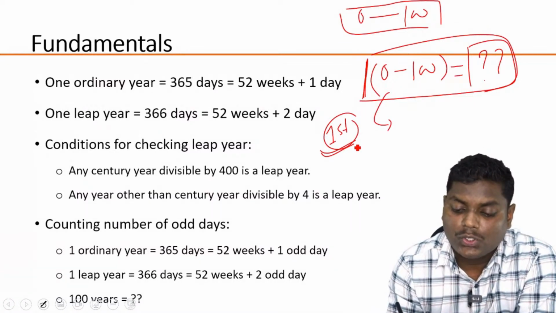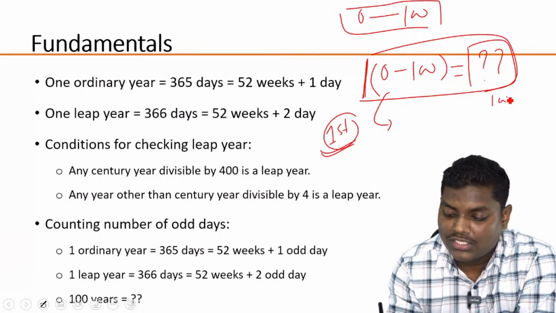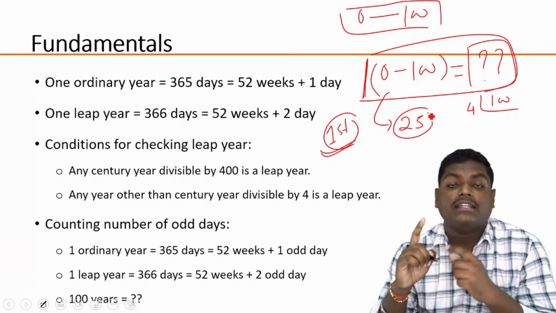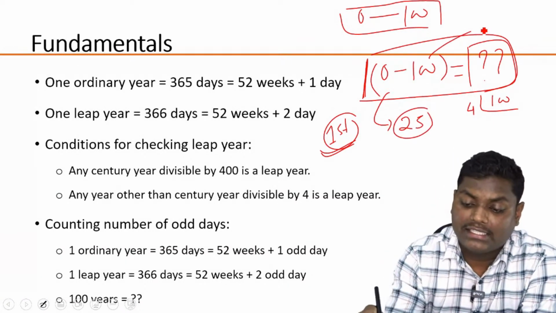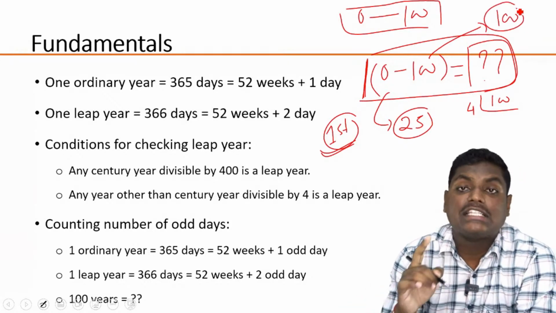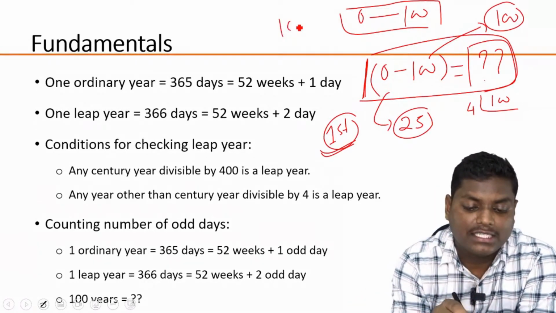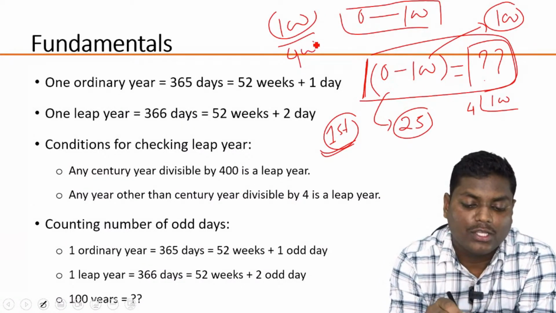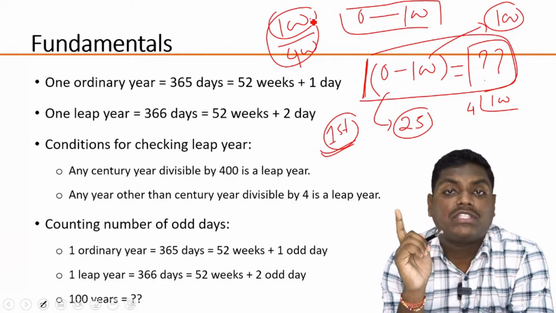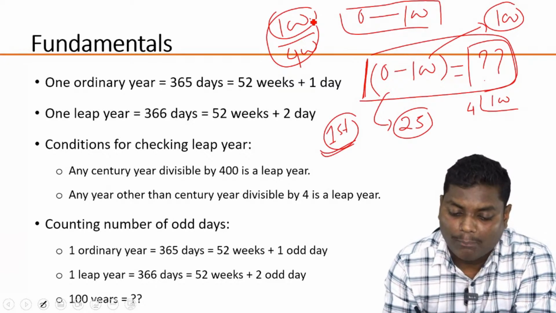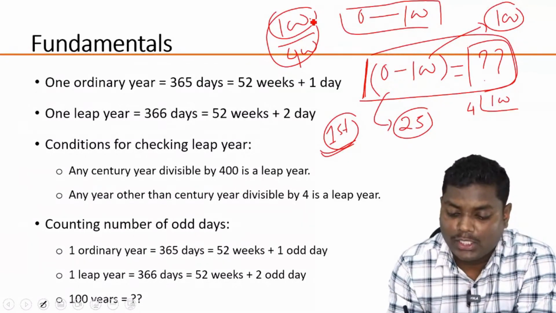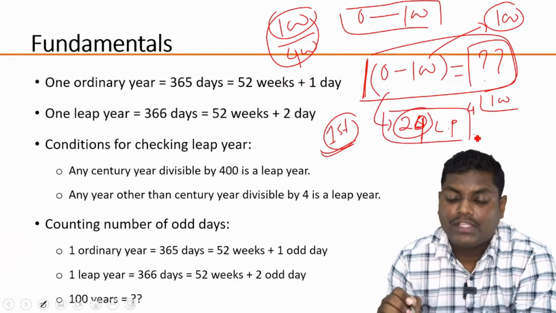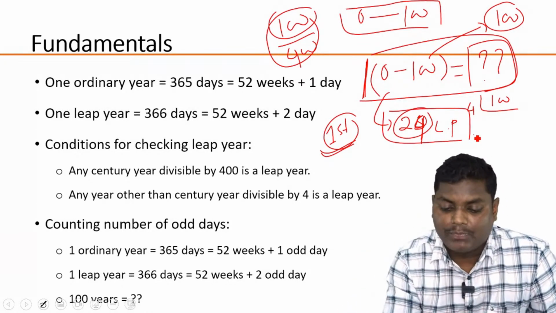Now between 0 to 100, if you just divide 100 by 4, you will get 25. But the important thing is the 100th year. This 100th year is not a leap year. Why? We have already discussed that for a century year to be a leap year, it needs to be divisible by 400. So 100 is not divisible by 400 completely. So between 0 to 100, we have 24 leap years.